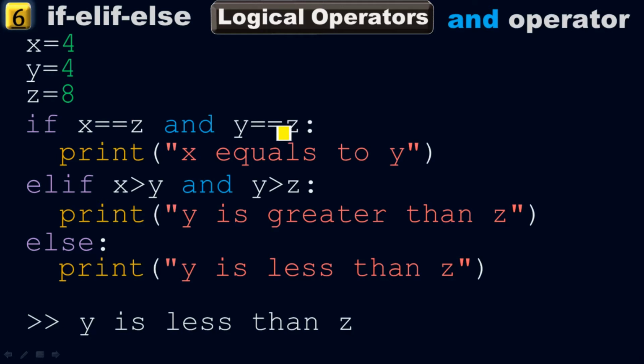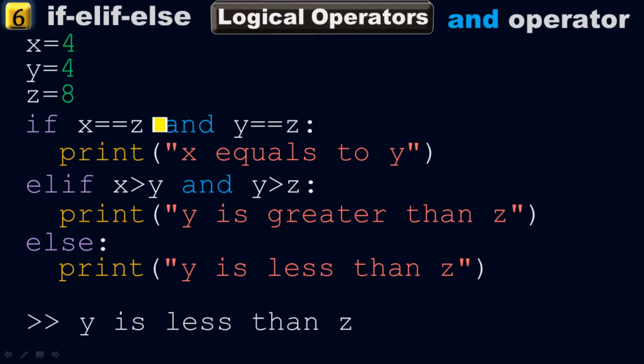y equals z. y equals 4 and z equals 8. Therefore, 4 is not equal to 8. y is not equal to z. y is less than z. Therefore, the second term is also false. So both of the terms are false. They are not satisfied. Therefore, the first condition, the first option, has been ignored.